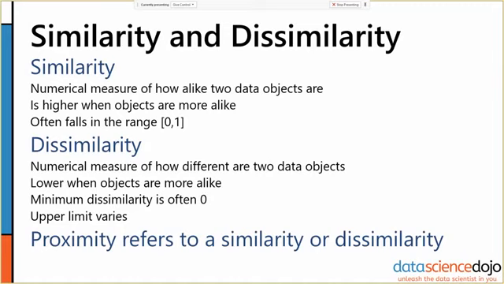Similarity is a numerical measure of how alike two data objects are. It is higher when objects are more alike, and you usually set it up so that it falls in the range between 0 and 1. Dissimilarity is a numerical measure of how different two data objects are. It's lower when objects are more alike. The minimum dissimilarity is 0 almost always. The upper limit varies based on the exact metric you're using, but is often 1, just sometimes higher.